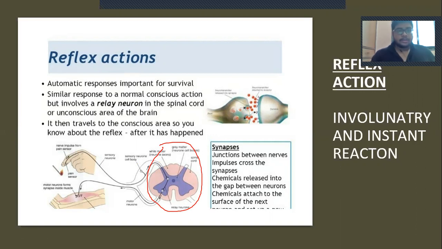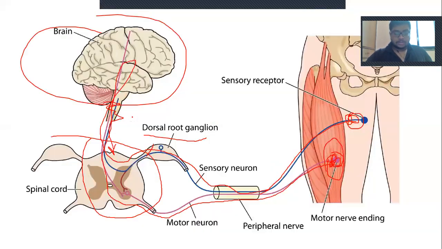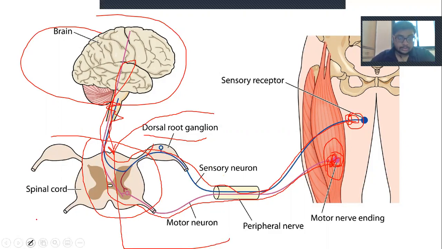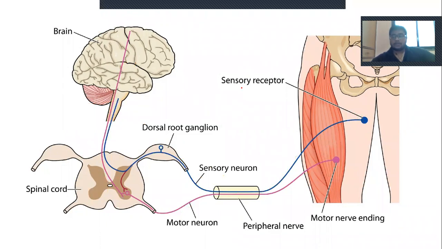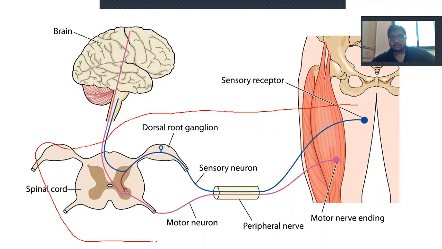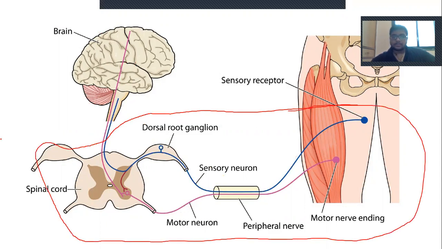That's what happens. So automatic responses, since they are important for survival, are similar to normal conscious action, but involve a relay neuron in the spinal cord. That's what is here, the sensory neuron and motor neuron. I'll just clear all the drawings, just a second. So for the reflex action, if the receptor is here, then only this much part is available, or only this part is operational.